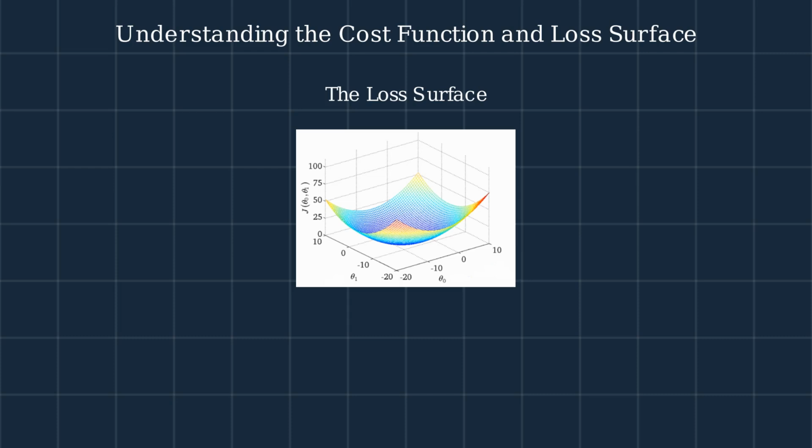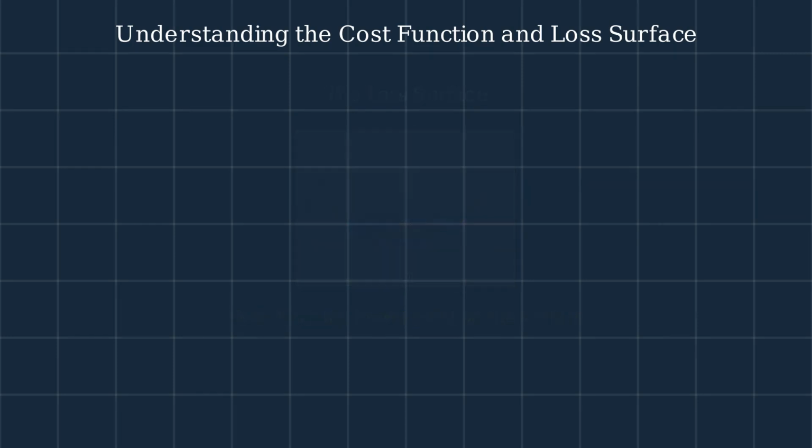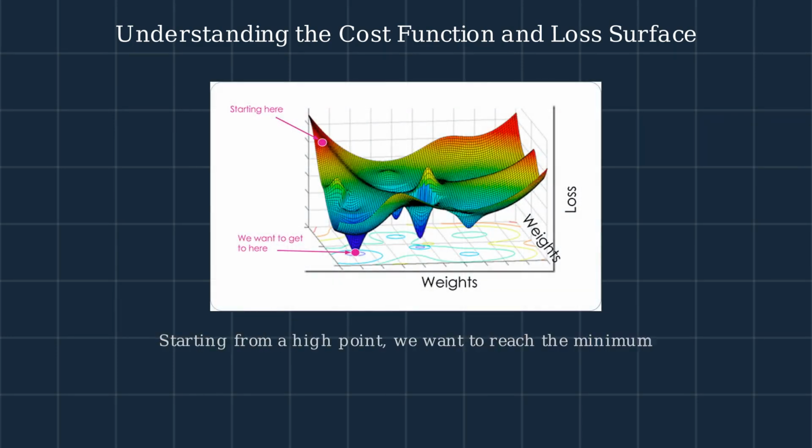Imagine a 3D bowl-shaped surface. This is our loss surface, where the height represents the cost function's value for different parameter settings. The lower the point on the surface, the lower the error. Our aim is to reach the bottom of this bowl, which represents the optimal parameters for our model. In gradient descent, we start at some point on this surface and iteratively move downhill to find the minimum.